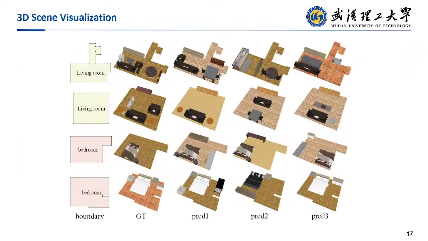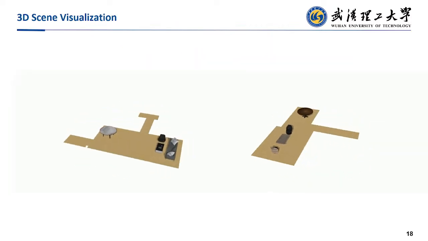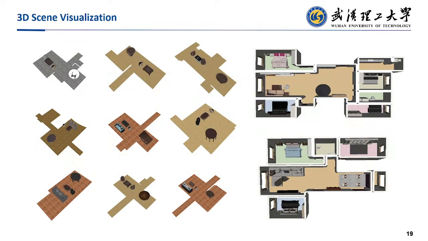So here are more results that we visualize in 3D. Here are some results that you can see are quite reasonable. And here is more that we combine. First, we do the room plan, and then for each room we make the furniture plan, so that we give an input of the exterior polygon. Then this model can make a good and reasonable design.